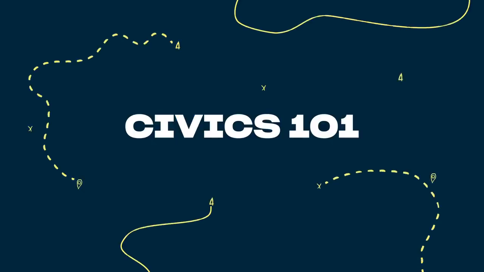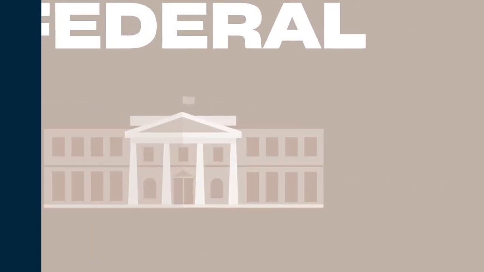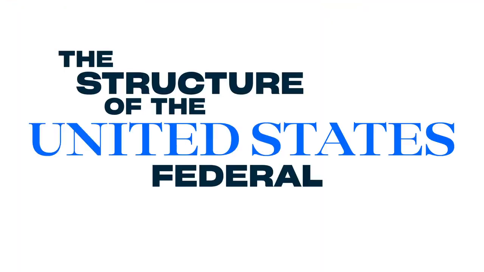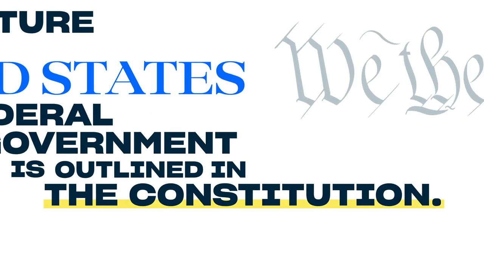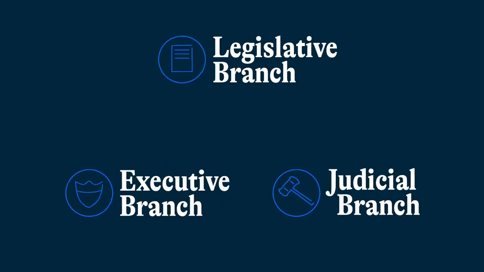In this short video, we want to provide an overview of how the United States federal and state governments work. Federal government. The structure of the United States federal government is outlined in the Constitution. There are three branches of the United States government: the legislative, executive, and judicial branch. These three co-equal branches of government provide checks and balances on each other.